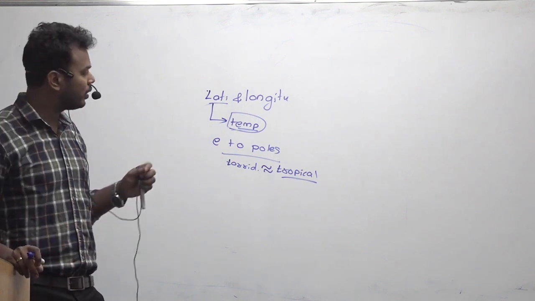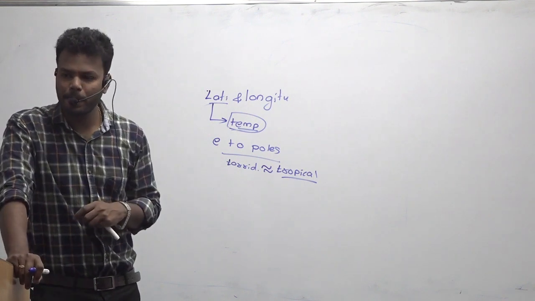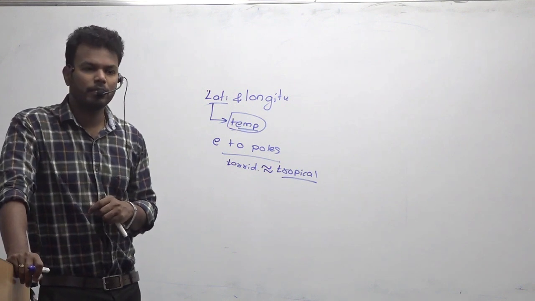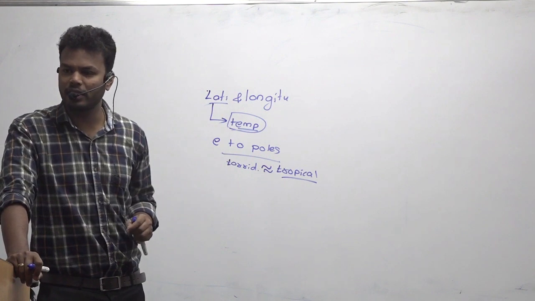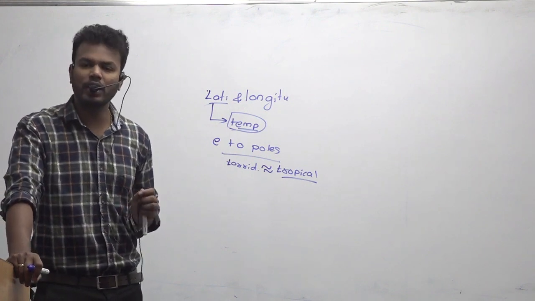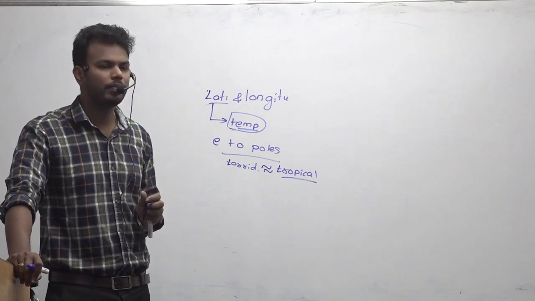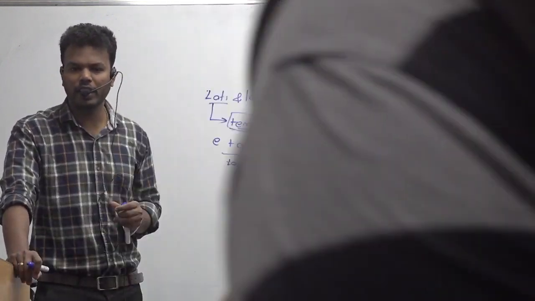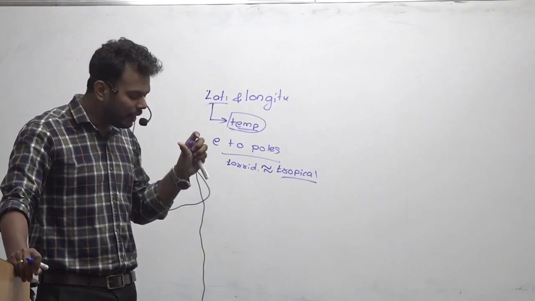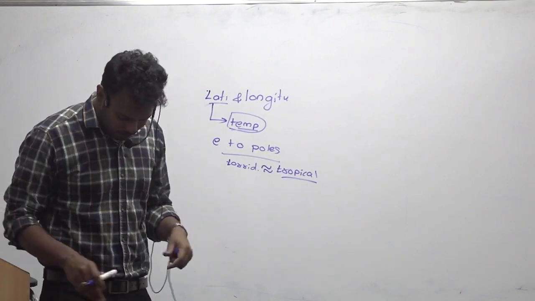What is the subtropical region? About 23.5 degrees to 40 degrees is called the subtropical region. What is the equatorial region? 10 degrees north and south is called the equatorial region. So why is it called the equatorial region?